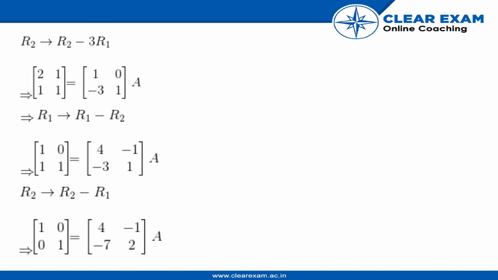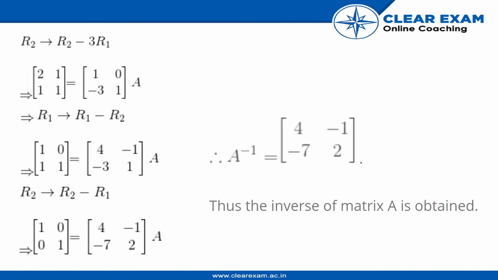Now we subtract row 1 from row 2 and we'll get row 2 as 1 minus 1 is 0, 1 minus 0 is 1. So the matrix [1, 0; 0, 1] is equal to [4 -1; -7, 2] into A, since 3 minus 4 is minus 7 and 1 minus of minus 1 is 2. Therefore, A inverse is equal to [4 -1; -7, 2].